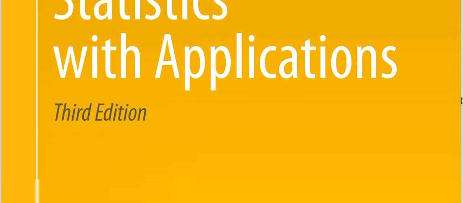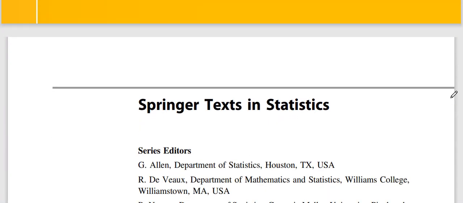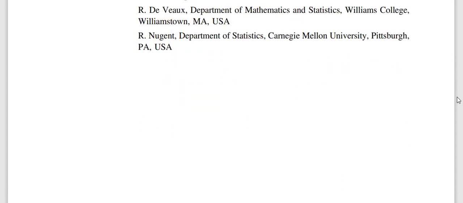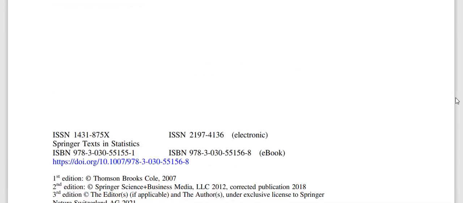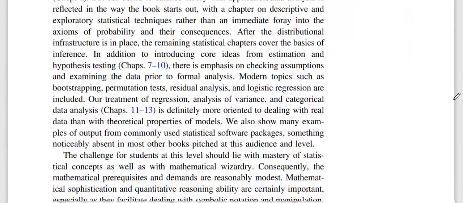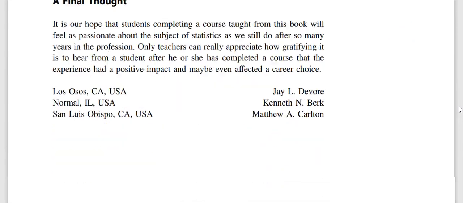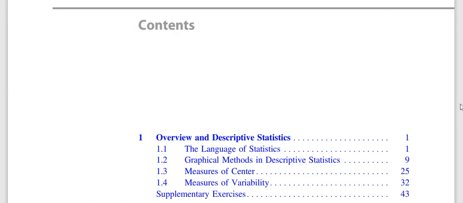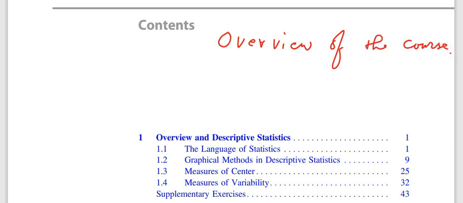Okay. So let's check the contents of this textbook. I already sent you this free textbook, right? So let's go to contents. So in our first class, we also can see the overview of the course.